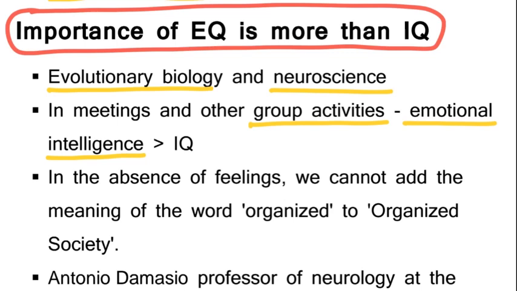Emotional intelligence, on the other hand, focuses like a laser beam on what is important to us. Life would be dull, colorless, and meaningless without the signals transmitted by emotions. Without feelings, the word interest cannot be added to public interest. Organizational society cannot function without emotional understanding. In the absence of feelings, we cannot add the meaning of the word organized to organized society.